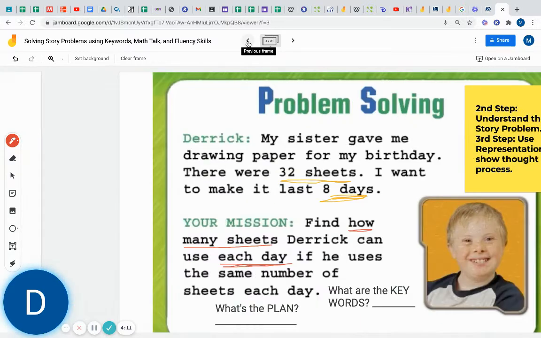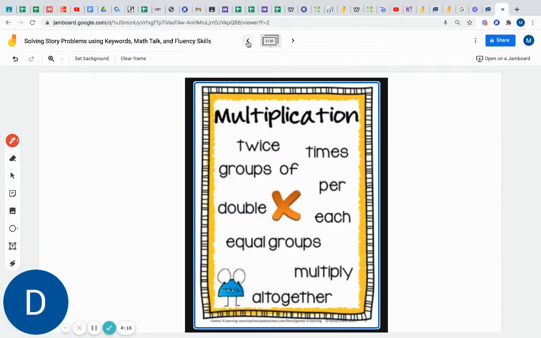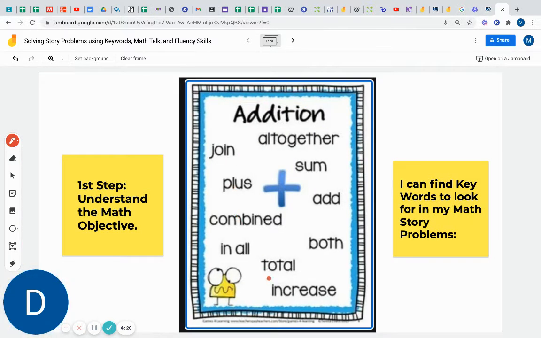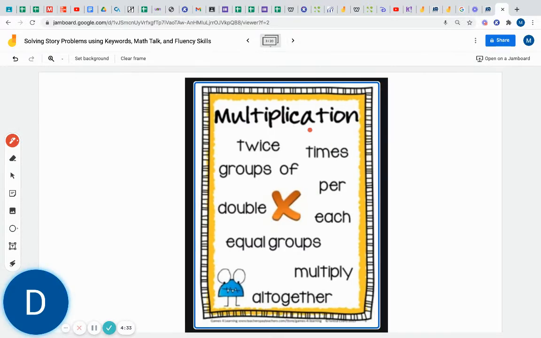So let's go back to our different posters and see if we see the word how many sheets for each day. Okay, so everybody look over here. Do you see anything that says how many sheets for each day? I don't. Okay, you said no. What about for subtracting those facts? Do you see anything that says how many sheets for each day? I don't. So it's not subtraction.